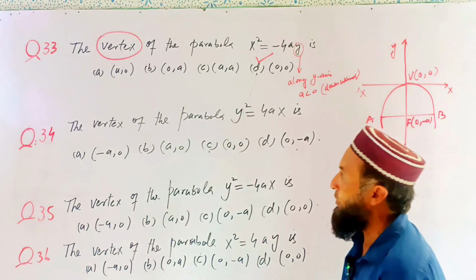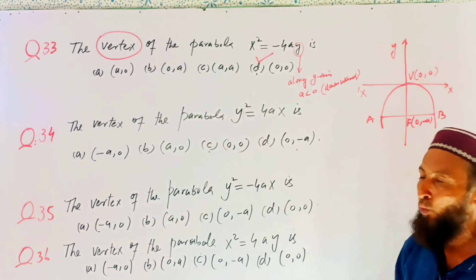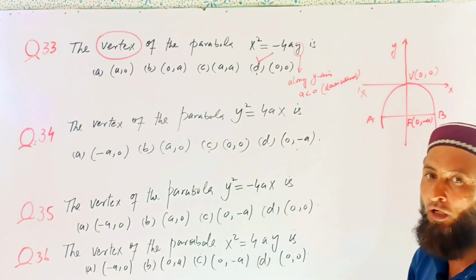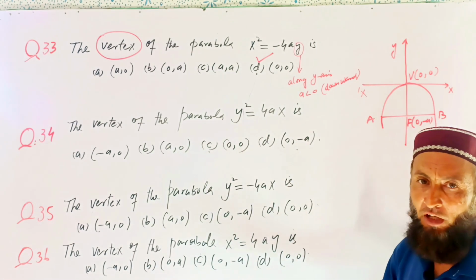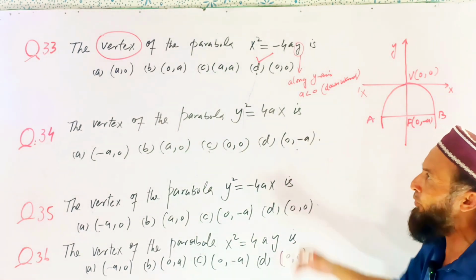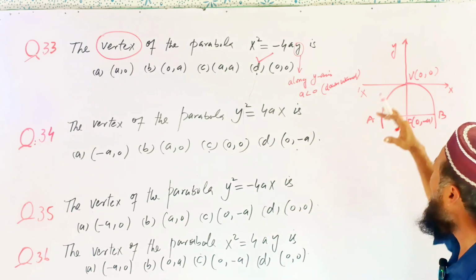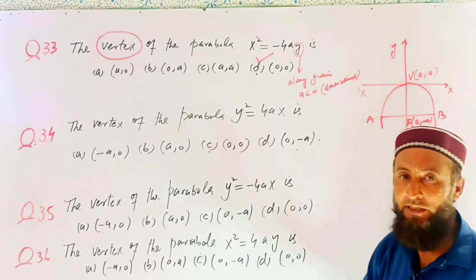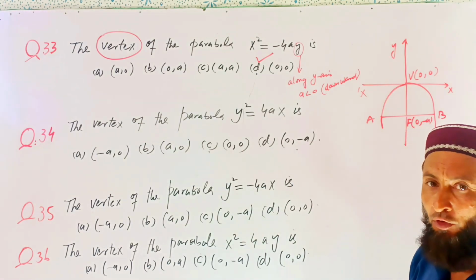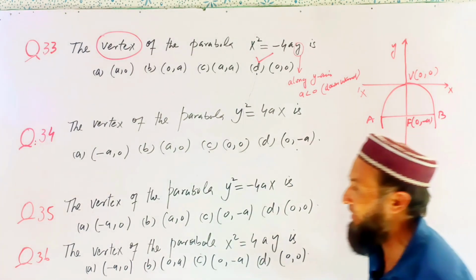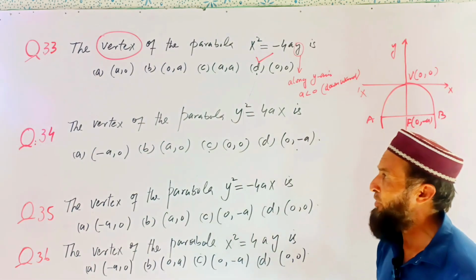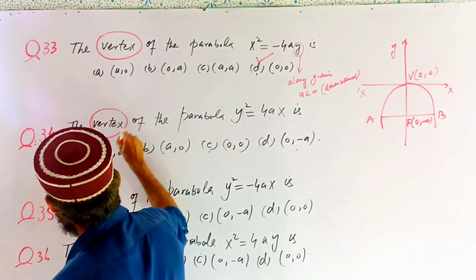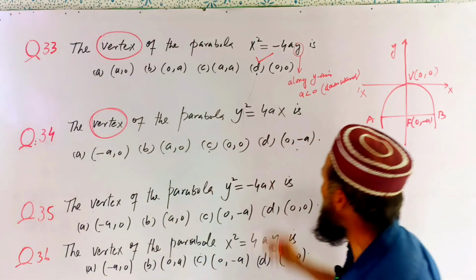Question number 34, we are discussing vertex in each question. In the previous question, we discussed the axis of the parabola and latus rectum. Now step by step we are learning about vertex, parabola, directrix line, focal length, latus rectum, equation of latus rectum. We discuss everything step by step. Now again in this question, we are finding the vertex of the parabola, which is changed here.